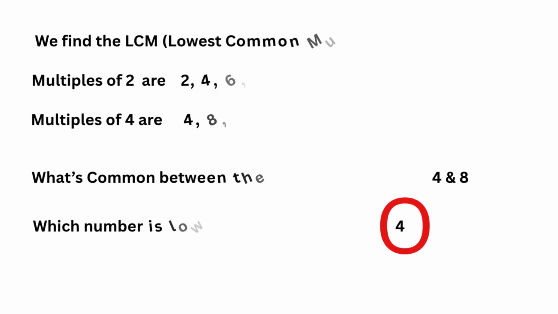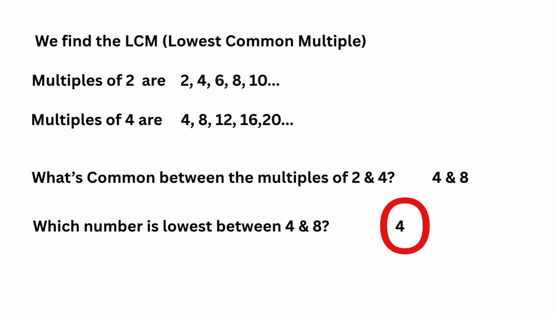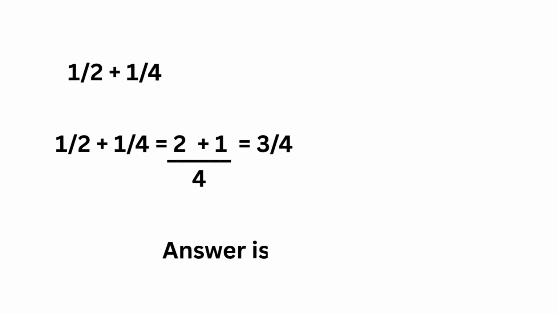Okay, between 4 and 8, 4 is the least of the two numbers. That's why it's called the lowest common multiple. You look for the lowest. So 4 is the lowest, so we choose 4. So I just took out time to explain what the LCM means. It's not difficult. Once you master it, it's very easy.